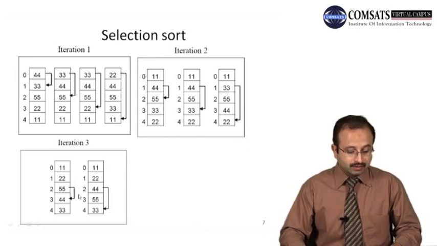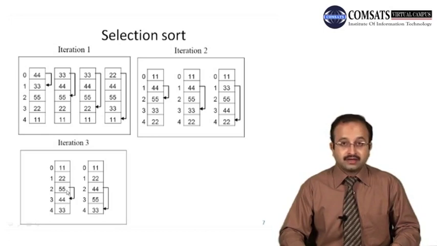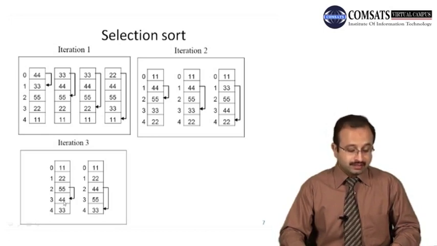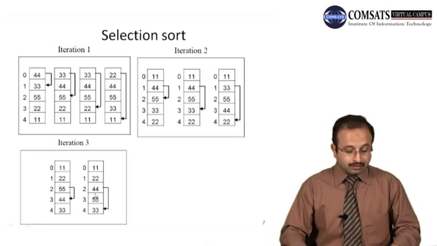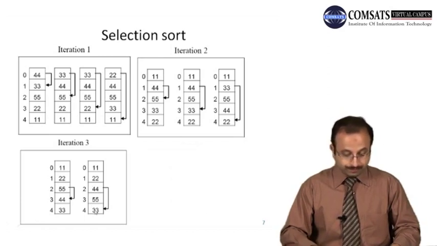So the 2nd index element will be compared with the 3rd index element, and since the 2nd index element is larger than the 3rd index element, the swapping will be performed. So these two elements are swapped. Now the 2nd index element is compared with the 4th index element. Now the 2nd index element is greater than the 4th index element, so this means that we have to swap. So 33 comes over here and 44 comes over here.